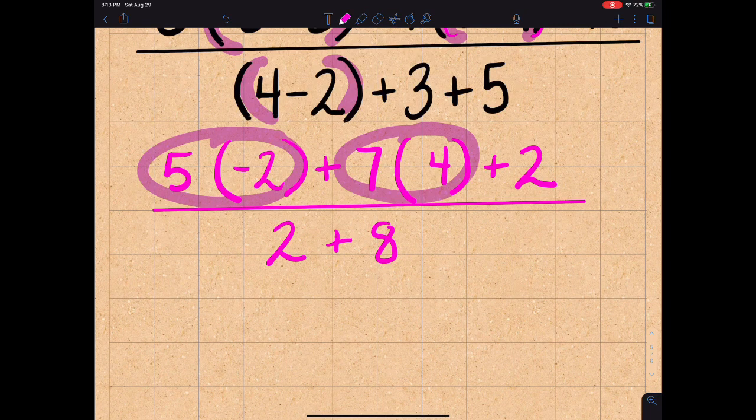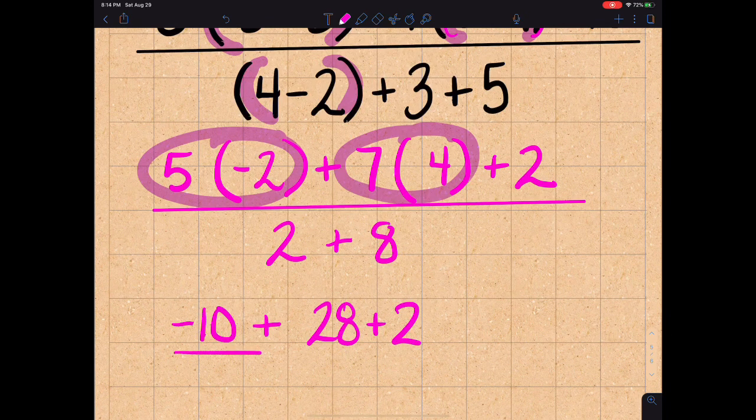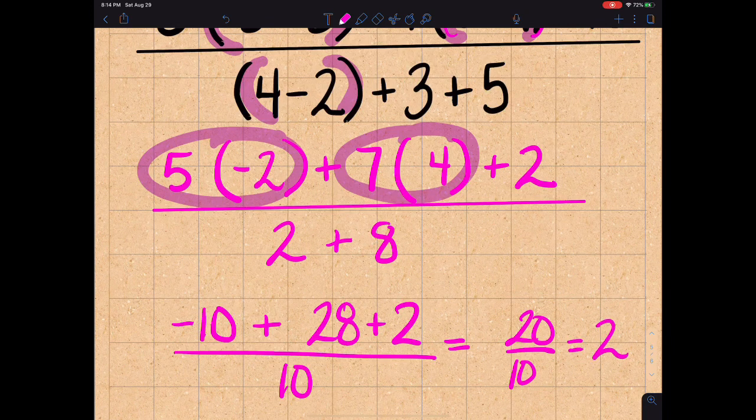All right, so 5 times negative 2 is negative 10, plus 7 times 4, which is 28, plus 2. And then at the bottom is just going to be a 10. And then I think you can figure out that basically 28 minus 10 is 18. Add back 2, you get 20 on the top, 10 on the bottom. 20 divided by 10 is 2.